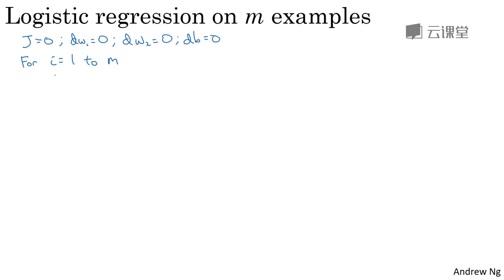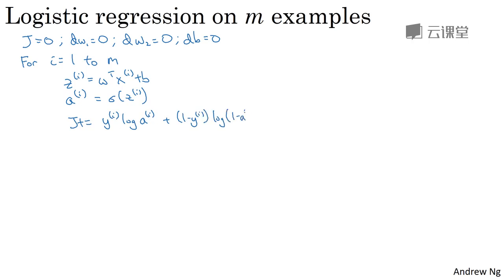All right, so here's what we do. For i equals 1 through m, so m is the number of training examples, we compute z^(i) equals w transpose x^(i) plus b. The prediction a^(i) is equal to sigma of z^(i), and then let's add up J. J plus equals y^(i) log a^(i) plus (1 minus y^(i)) log(1 minus a^(i)), and then let's put a negative sign in front of the whole thing.